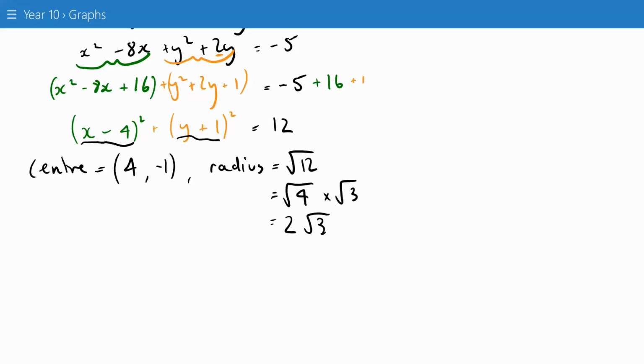Okay, so our center is 4, minus 1. Our radius is 2 root 3 units. We are done. That's another 2 examples.